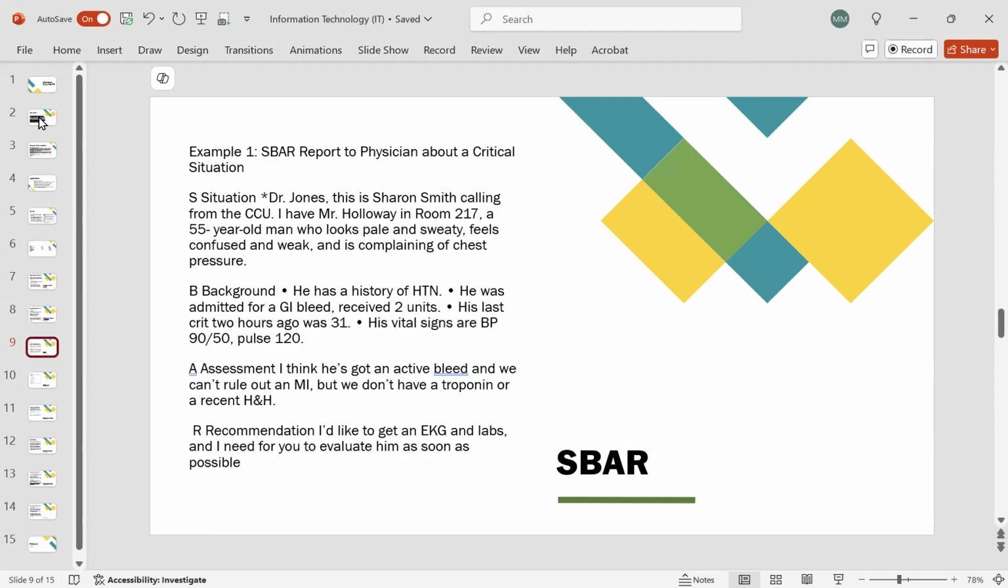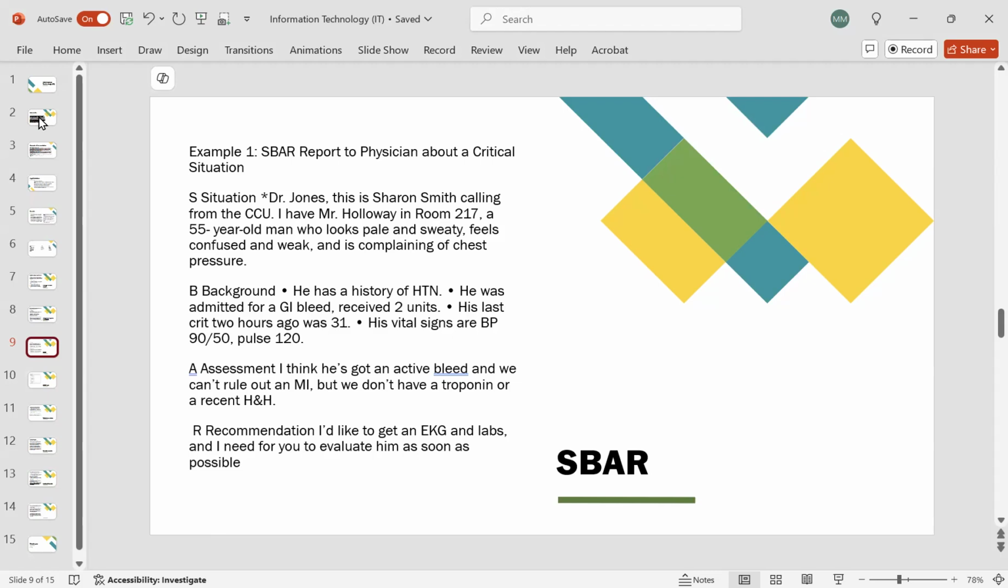Okay. Here's an example of an SBAR, right? So it gives you situation, Dr. Jones, Sharon Smith's calling from the CCU at Mr. Holloway, room 217, 55-year-old man. He's pale and sweaty. I wouldn't say that. I'd say he presents with pallor and diaphoresis is the way I would say it. But you get the idea. This is the way it should be. So she's asking the doctor for an order for an EKG and labs, and she'd like the doctor to come take a look at the patient, right?